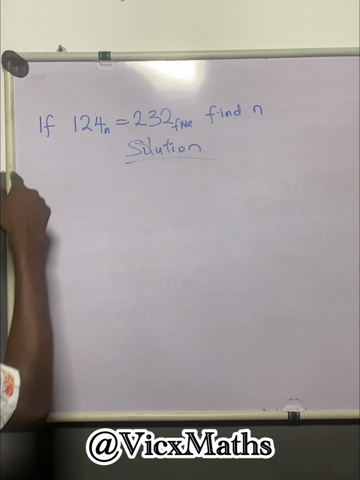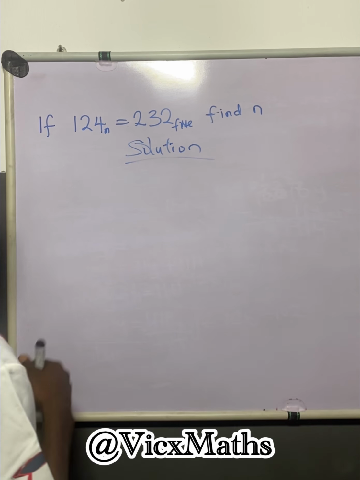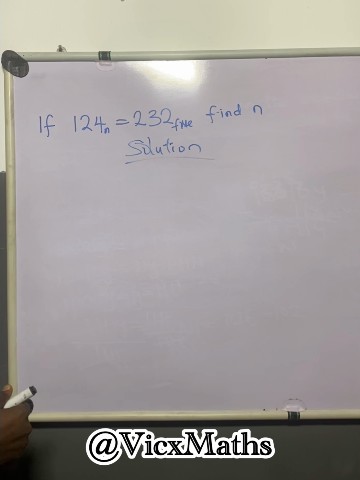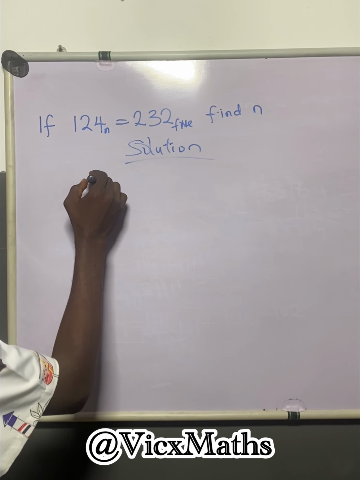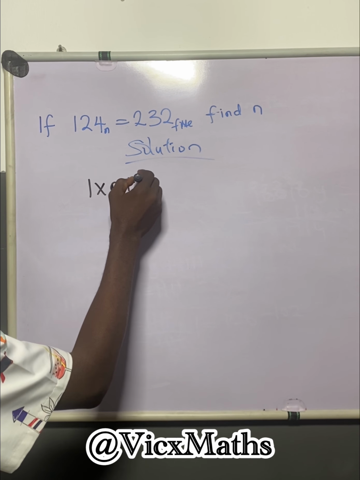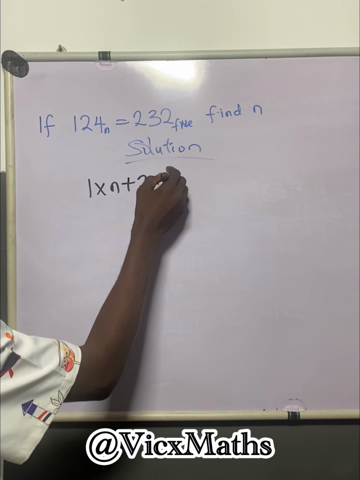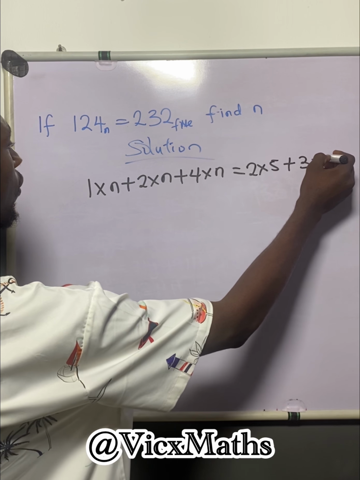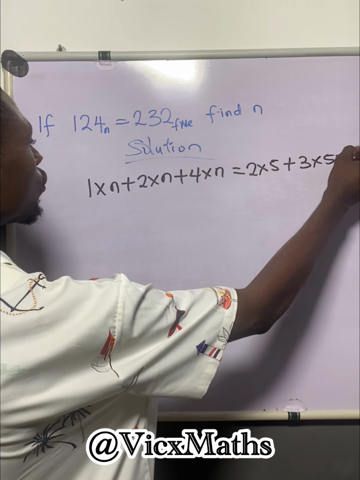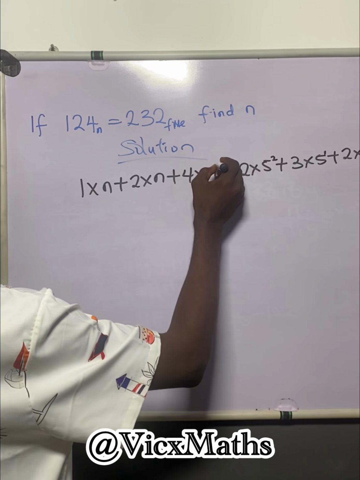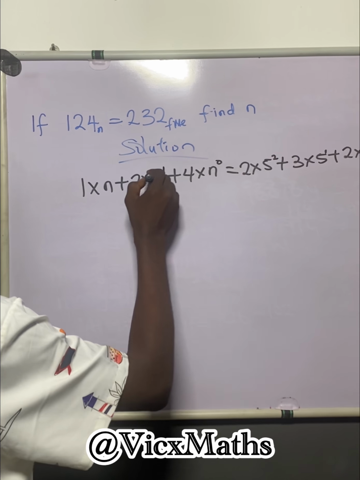We have a question that says if 124 base n is equal to 232 base 5, find n. So what do you do here? You do each digit times the base: 1 times n squared plus 2 times n plus 4 times n to the power 0, equal to 2 times 5 squared plus 3 times 5 to the power 1 plus 2 times 5 to the power 0.